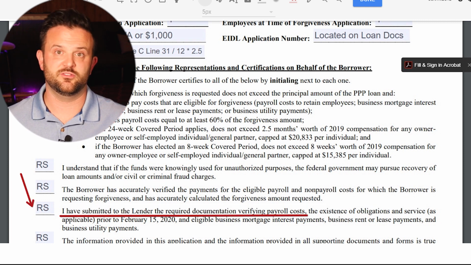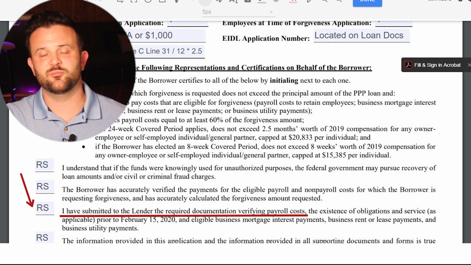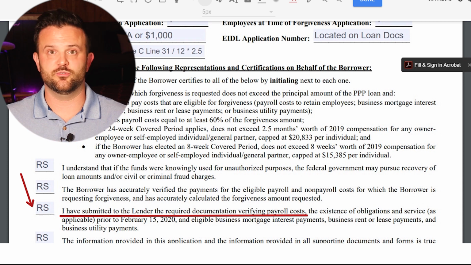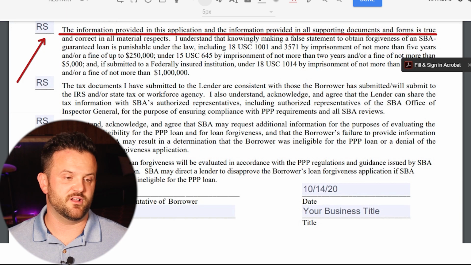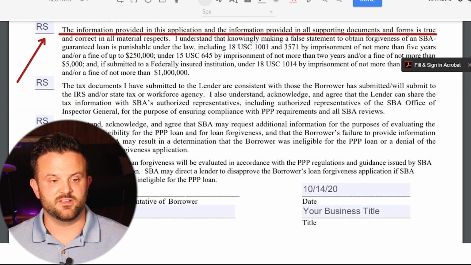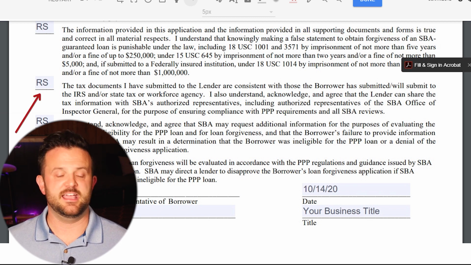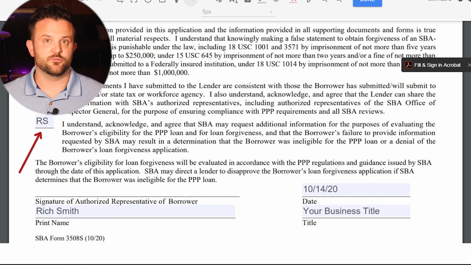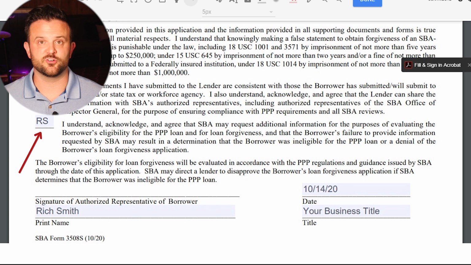Up next, you do have to submit to the lender certain documentation. If you pay a payroll service company, then it could be that type of documentation. But then again, for most of us, it's probably going to be that 2019 Schedule C, along with bank statements to show how the money was used in our accounts. Again, moving on here, it just says that the information in the application is true. And here it says your tax documents are going to match up with what you're putting in this application. And the SBA reserves the right to request even additional information, maybe those bank statements, for example. So you need to hang on to your documentation for the foreseeable future.